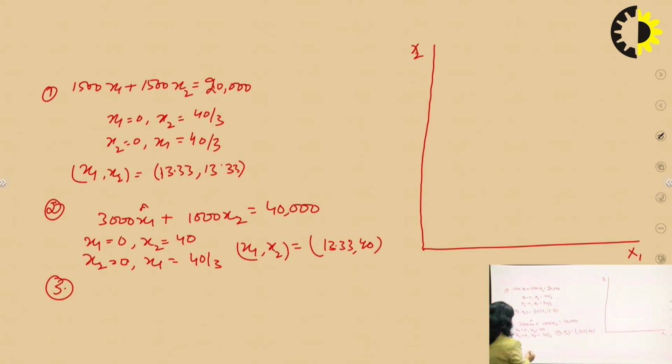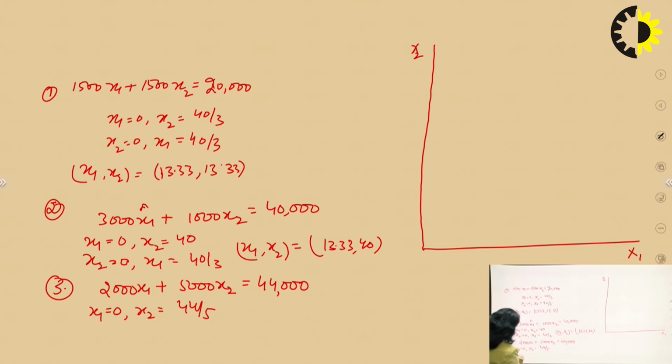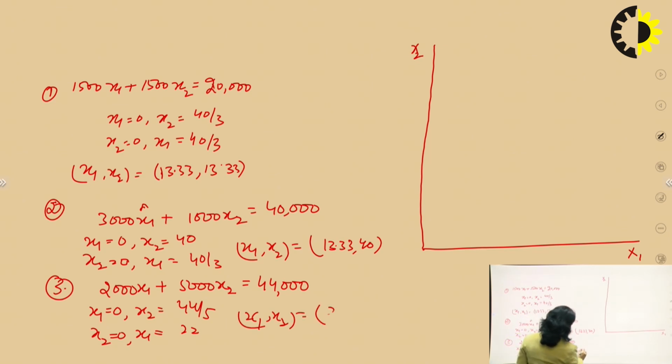Now for the third, what will be the 2000 x1 plus 5000 x2, 44,000. Okay, this is the third constraint. So when we solve it, x1 is 0, so x2 comes out to be 44.5, and when x2 is equal to 0, x1 comes out to be 22. So the coordinates will be x1, x2 equal to 22 and 8.8.